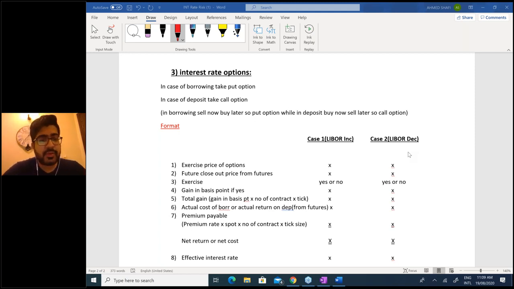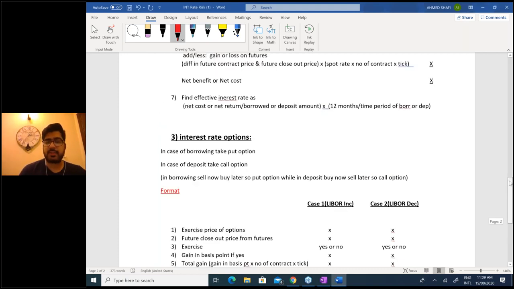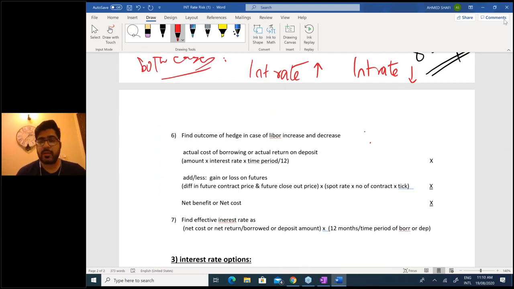Step 8 is the effective interest rate. Now, what is the effective interest rate? Sorry, the 7th step. I mistakenly told you step 8. The 7th step is the effective interest rate. You just need to convert your answer into a percentage, the effective rate.